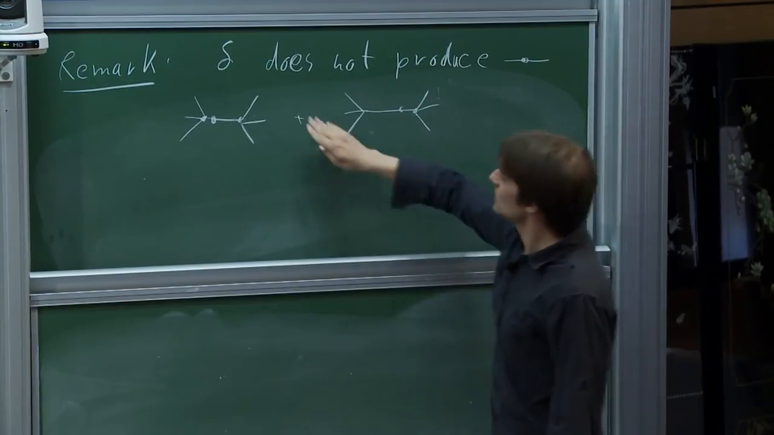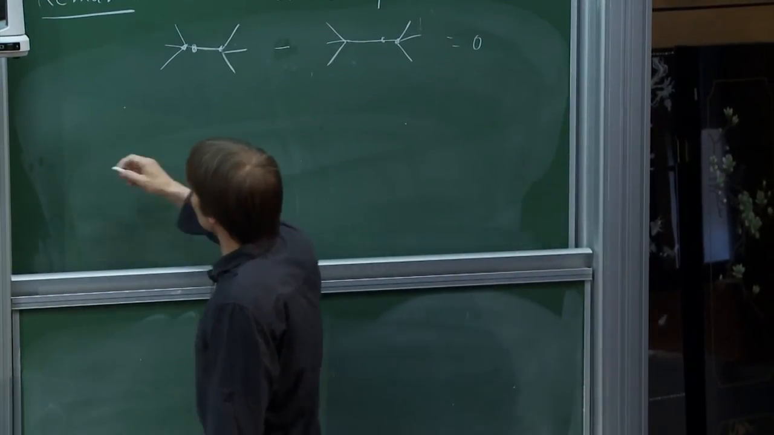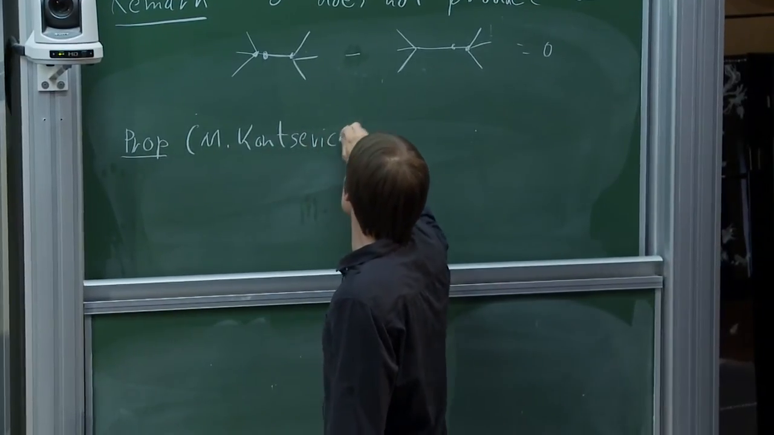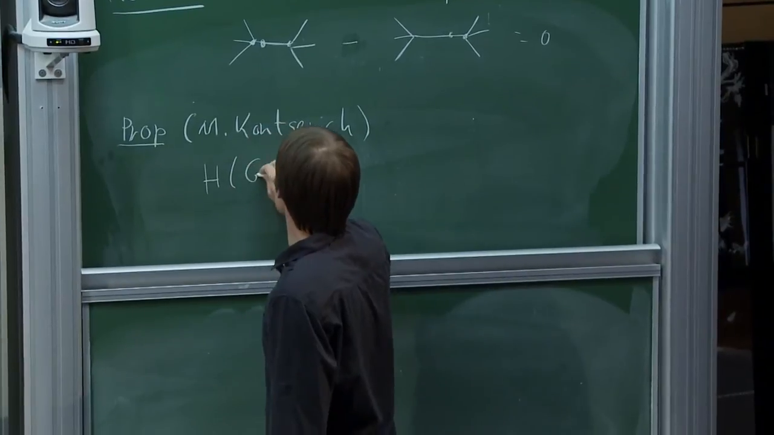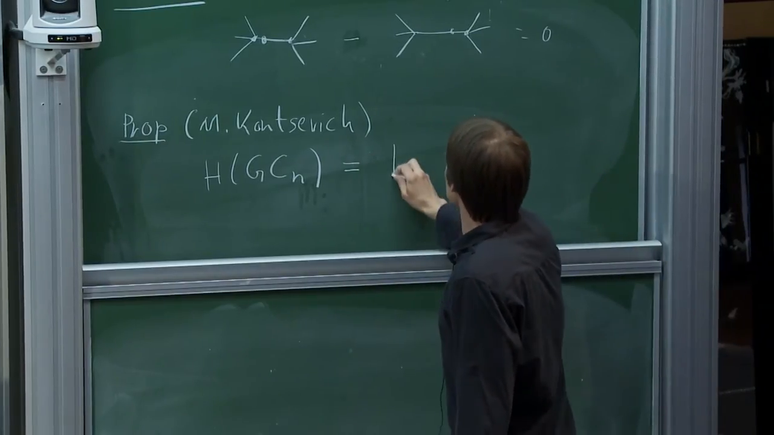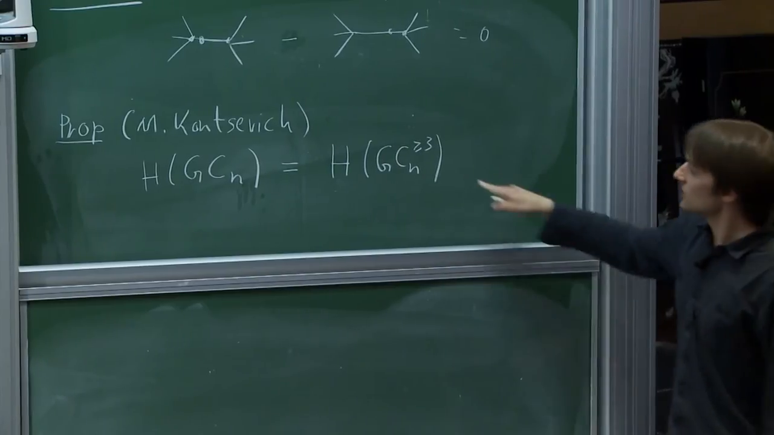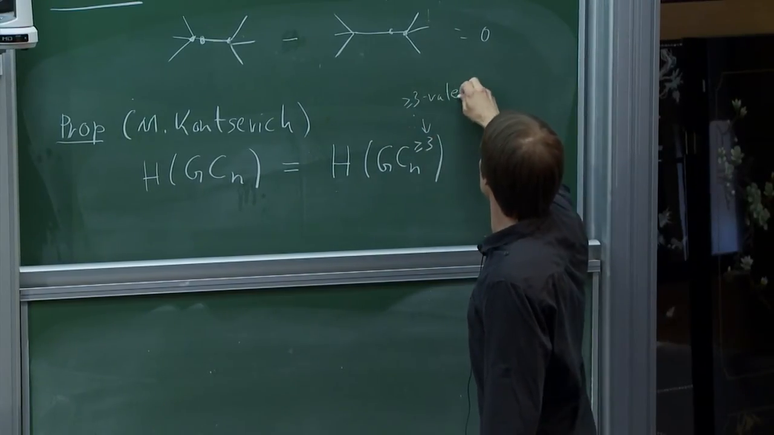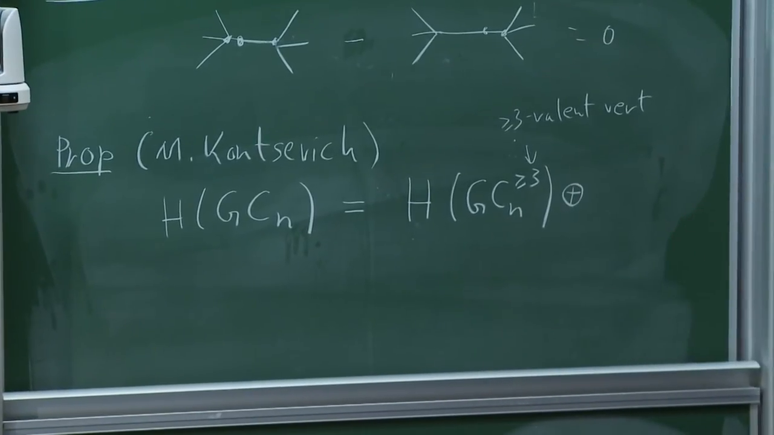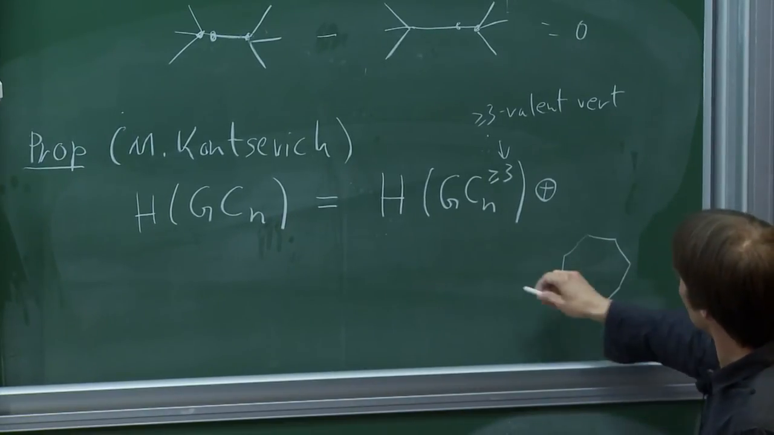And if you compute the signs here, you see that they are always such that these two terms cancel out. So it does not produce any bivalent vertices. And there is some result or proposition or theorem, which was already in Maxim Kontsevich's paper, that if you want to compute the cohomology of this graph complex, it can be written as the cohomology of the at least trivalent part, so all vertices are required to be at least trivalent, plus the part that is spanned by graphs with all vertices bivalent. So these we call, let's say, wheel or loop graphs.